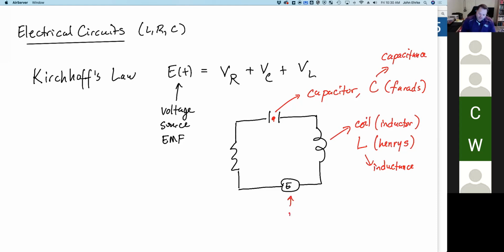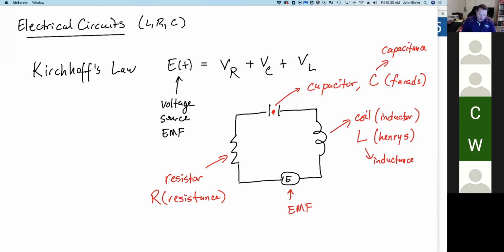And so this is your EMF. And then finally over here, you've got something which we call a resistor. A resistor, we give the name R to the quantity which we're measuring in a resistor, which is called the resistance. And this is the one that most students are the most familiar with. This is measured in ohms.